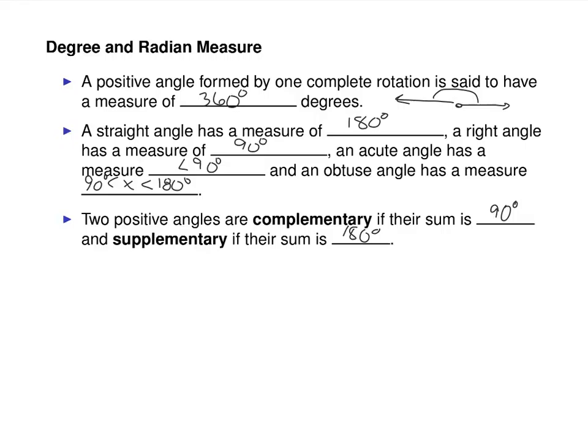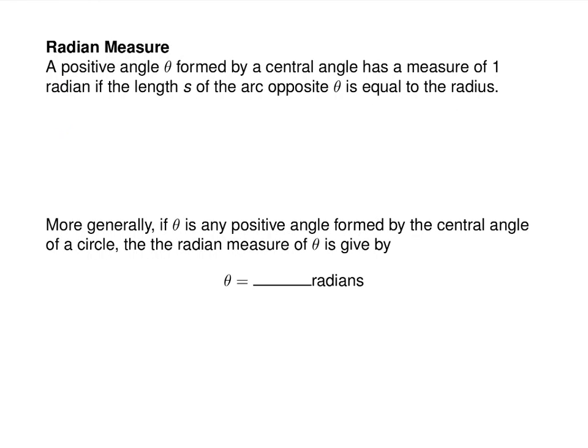Okay, so now comes the slightly tricky part. Most applications in engineering use degrees, but the definitions of the functions in math use this other system called radians. It's just another way to define angles that works out a little bit nicer for certain things. So here is the technical definition of what a radian is. If you've got a positive angle formed by a central angle, it has a measure of 1 radian if the length of the arc opposite the angle is equal to its radius.